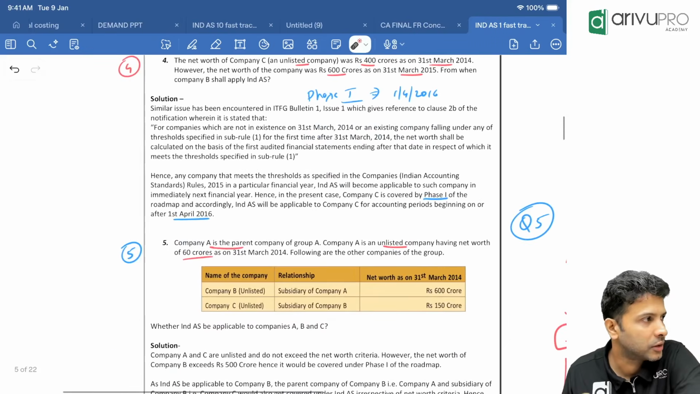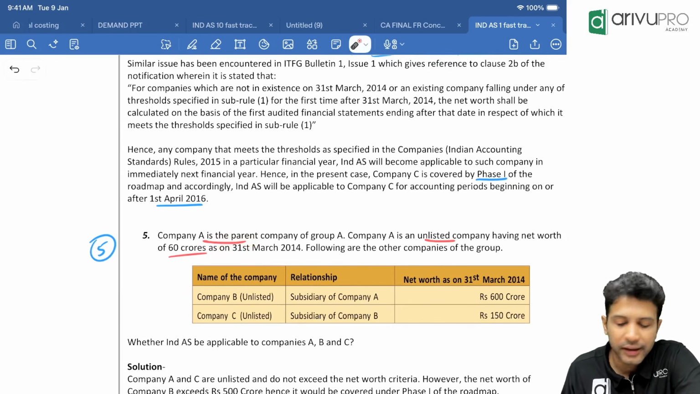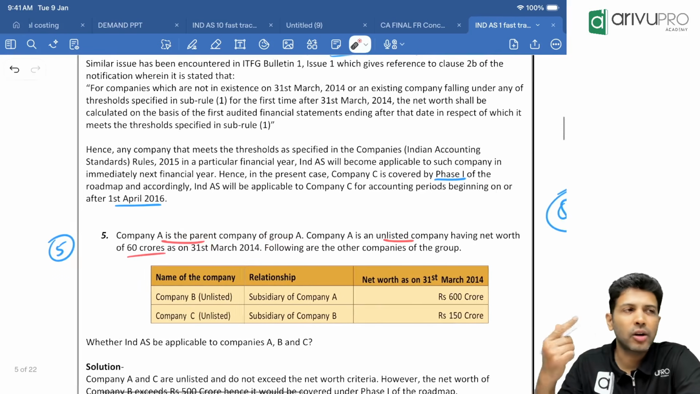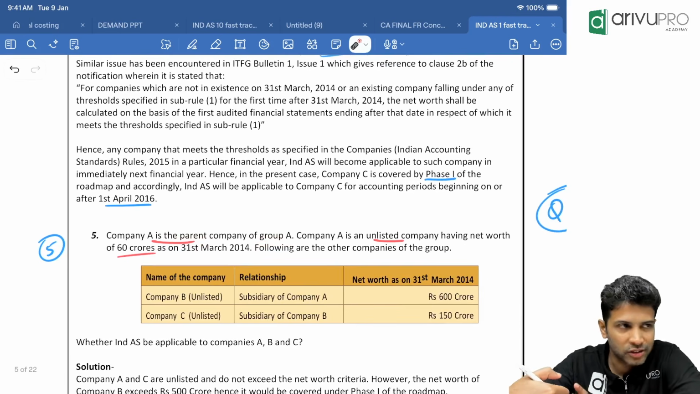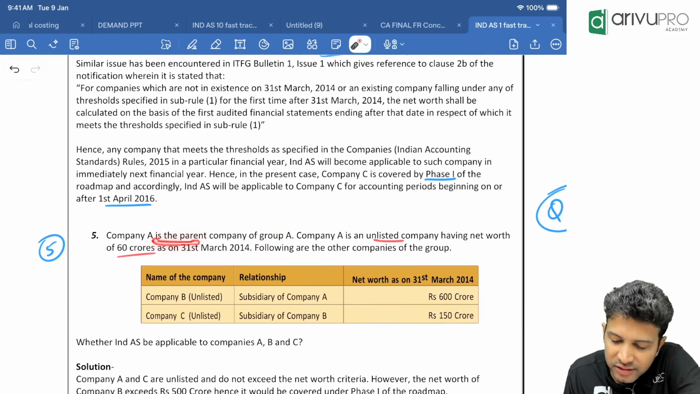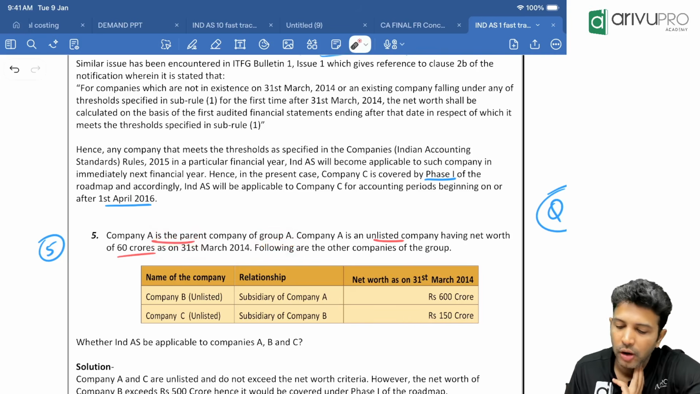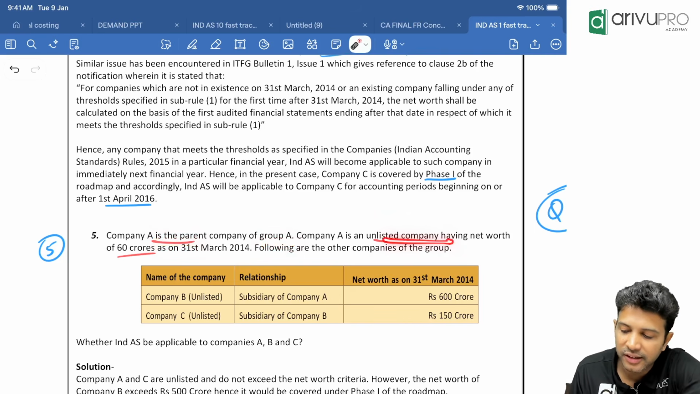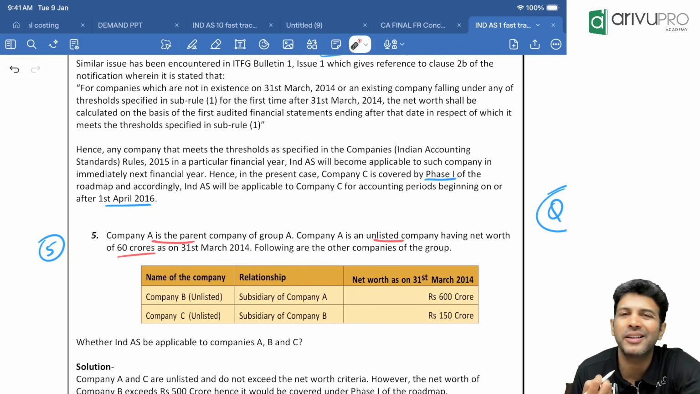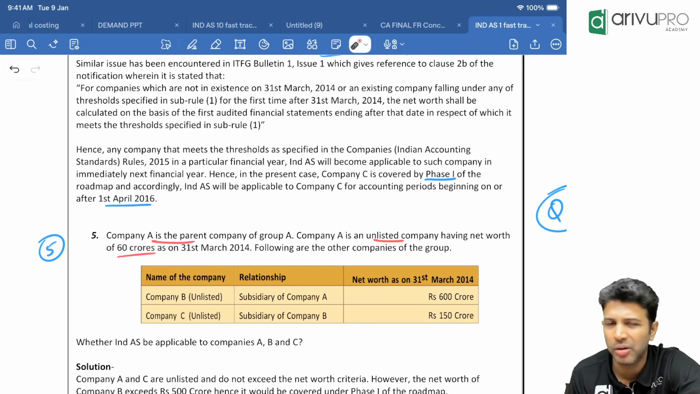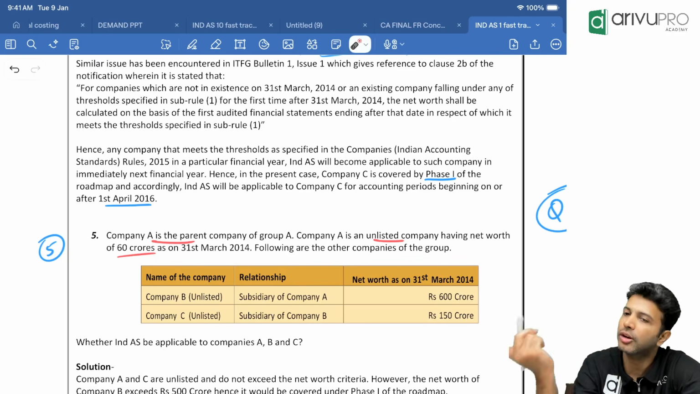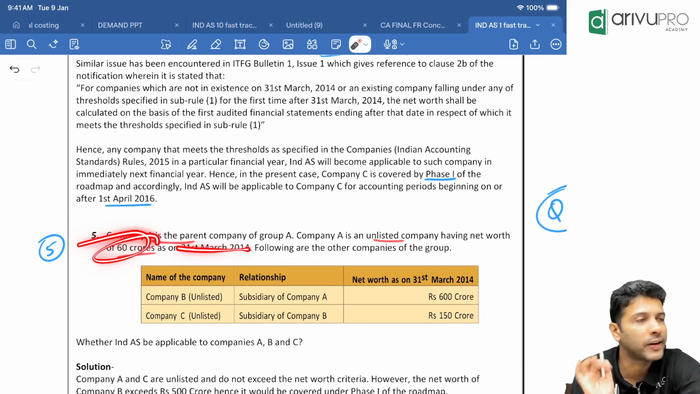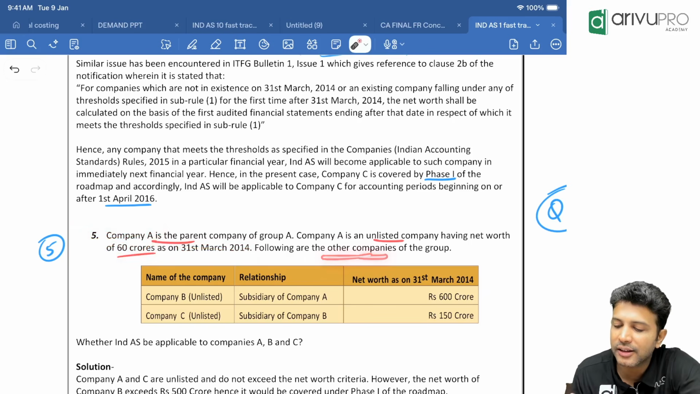Okay, 5th question. Company A is a parent company of a group. I think they're talking about the family affair application. Probably this question is around that. Company A is an unlisted company. Their net worth is 60 crore on 31st March 2014. That means parent company, did they satisfy the phase 1 limit? No. The phase 1 limit is 500 crores or more. Here it is only 60. So failed.